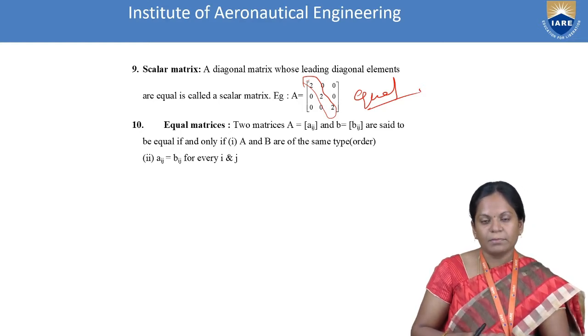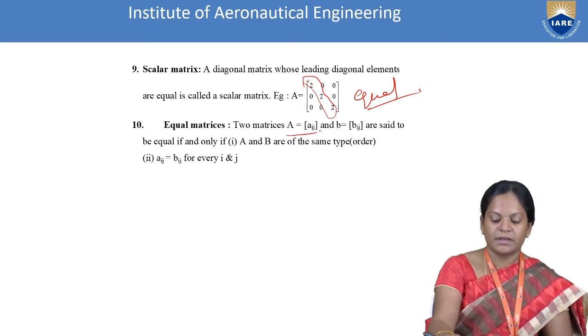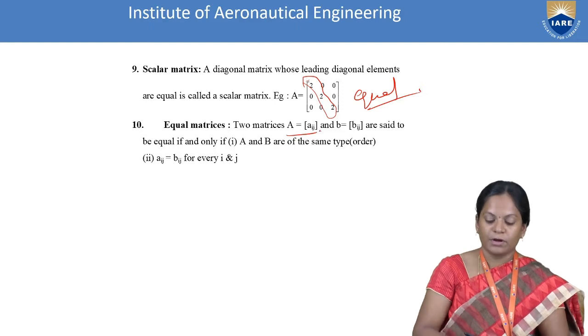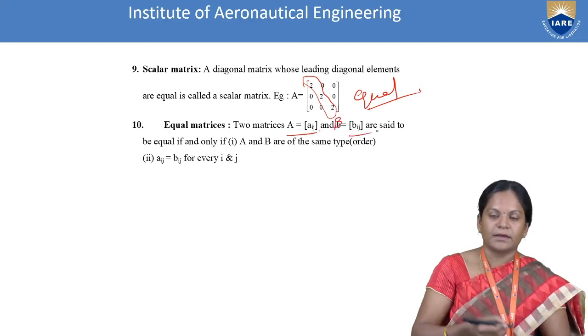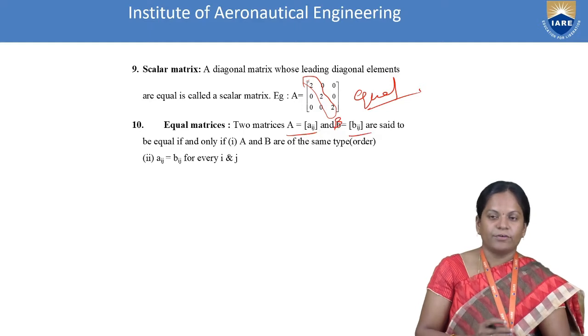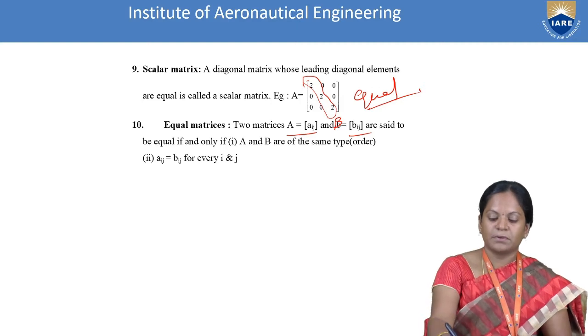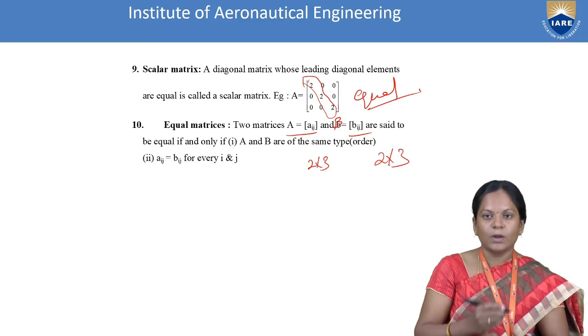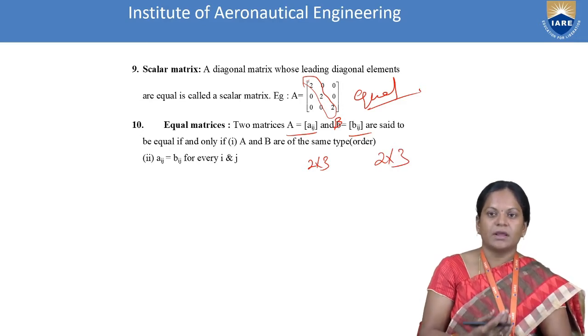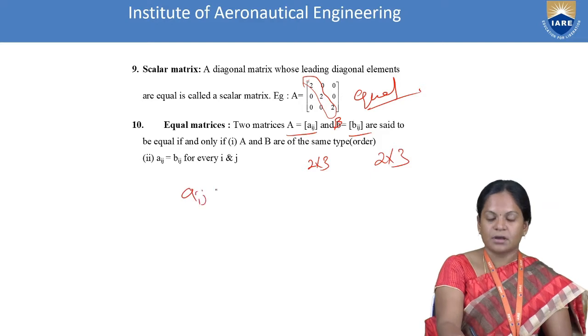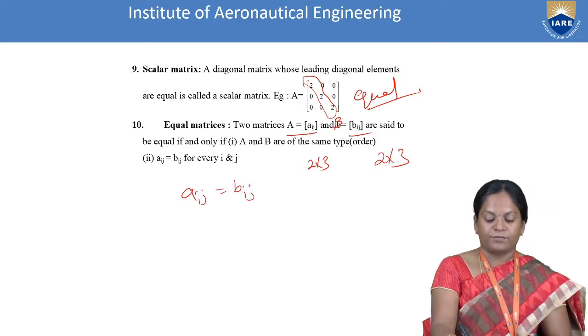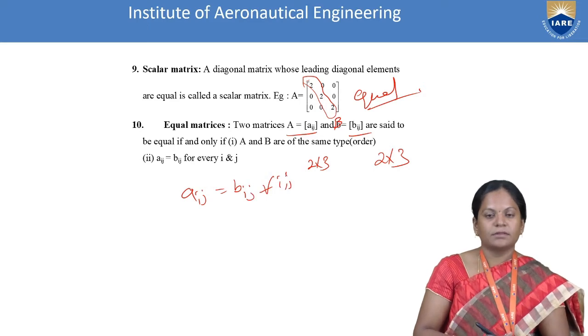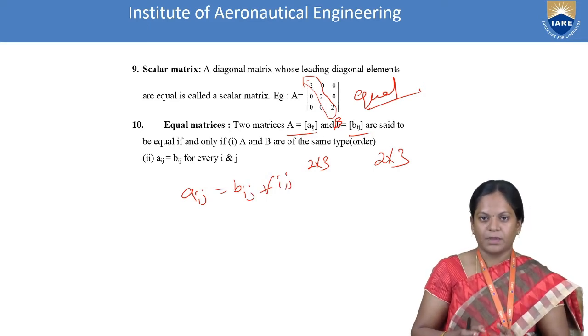Now go for equal matrices. Two matrices, capital A equal to Aij and capital B equal to Bij, are said to be equal if and only if A and B are of the same order or same type. Suppose A is of order 2 by 3, then B is also of order 2 by 3. The second condition is that all Aij's are equal to Bij for all i and j. Then we say that the two matrices are equal.